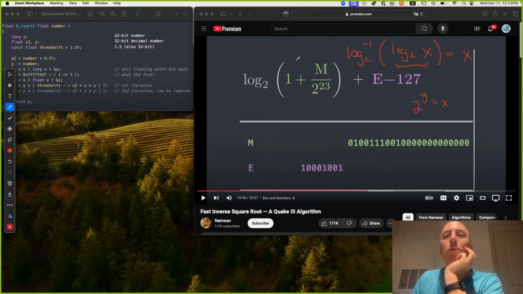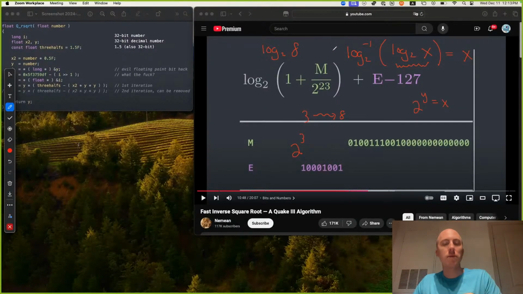Kind of confused. Maybe we can do an example. So let's say x is equal to 8. If we take log base 2 of 8, that's going to be 3. But we want to get 8 back. So once we have 3, we just take 2 and raise it to that.